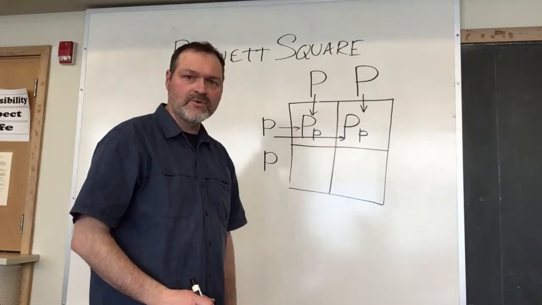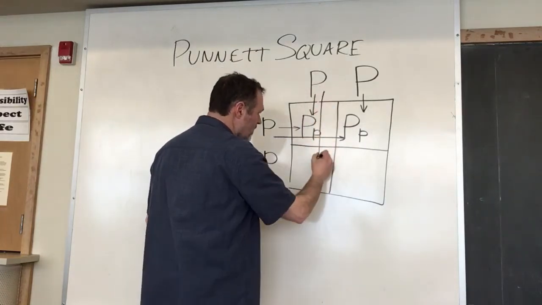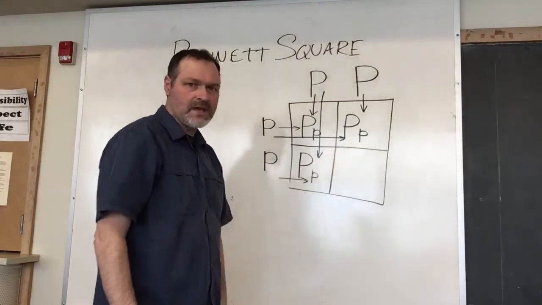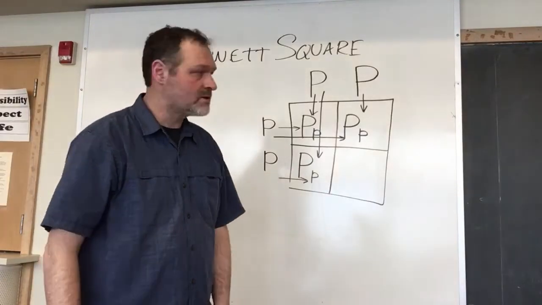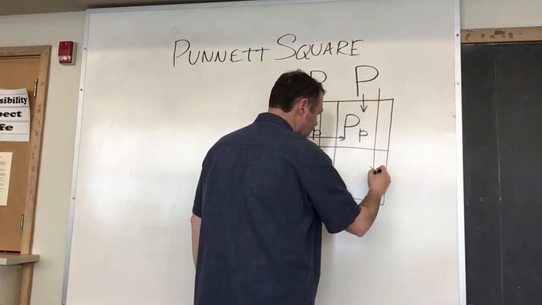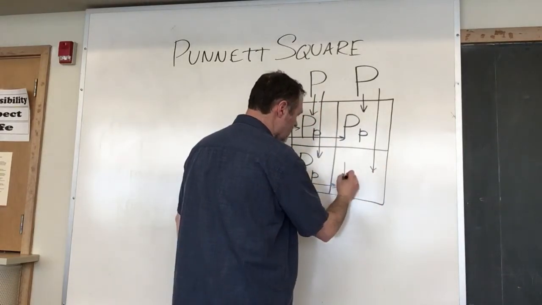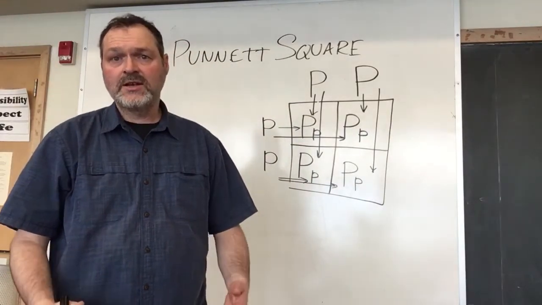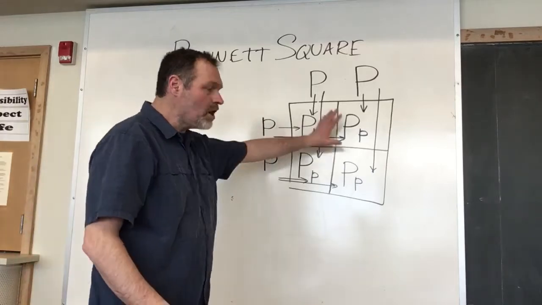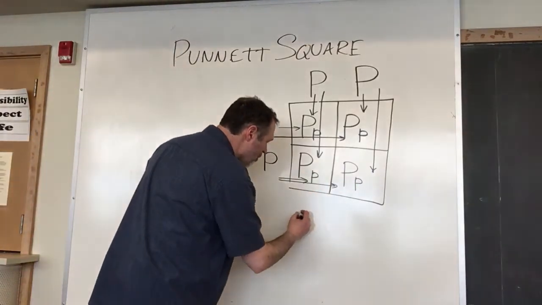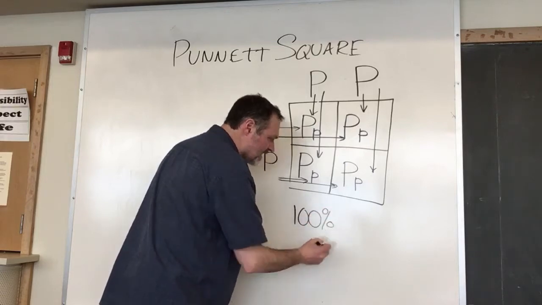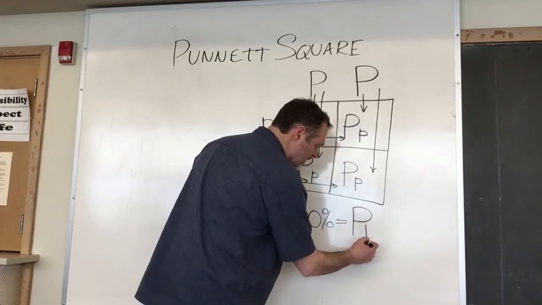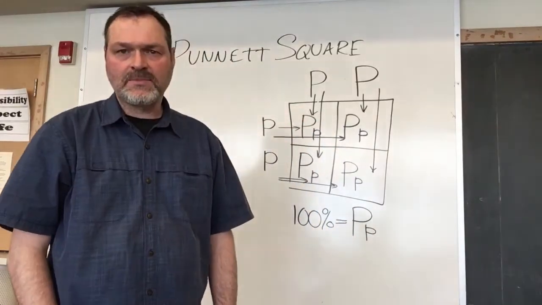Got another 25% chance. What's going to happen here? Well, you guessed it. You've got the capital P combining with the lowercase p. Got another 25% chance. And then in this 4th square, you've got that uppercase combining with that lowercase, and you've got another hybrid or heterozygous 25% chance. Now what all of this is telling us is that 100% of the offspring are going to have the genotype capital P, lowercase p.